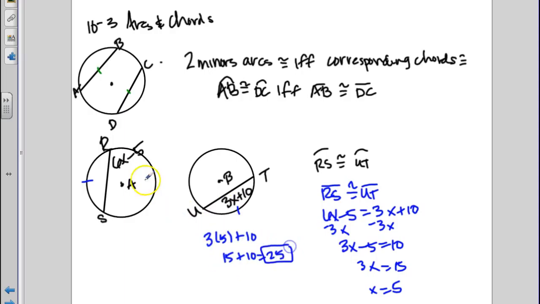Now a quick check to make sure I get 25 for this one. 6 times 5 is 30, minus 5 is 25. Should get the same number for both of those. So when I solve for x, I get x equals 5. The length of chord RS is 25. The length of chord UT is also 25. So we know the lengths of those chords. All right. They could also give us arc measure, and we could solve for that. So they could give us chord length, or we could be solving for the arc measure.